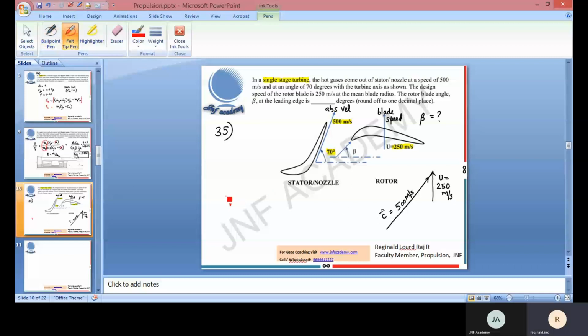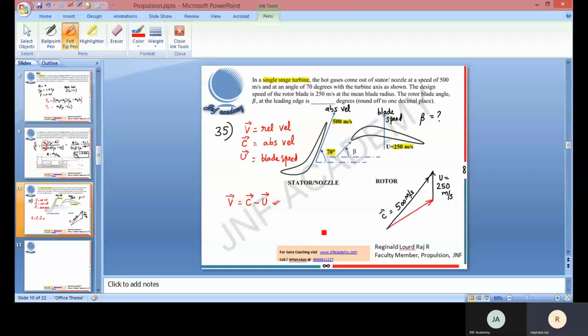Now the definition of relative velocity is, it is the velocity of the fluid relative to the blade. So here V is the relative velocity, C is the absolute fluid velocity, and U is the blade speed. So the definition of relative velocity is, it is the velocity of the fluid relative to the blade. So V is C minus U. And if you want to complete the triangle according to this vector equation, the relative velocity vector is like this.